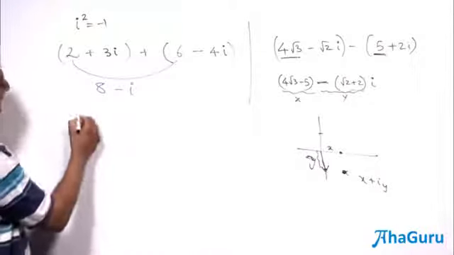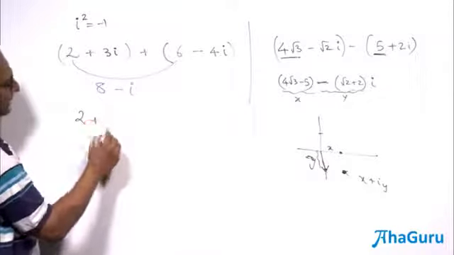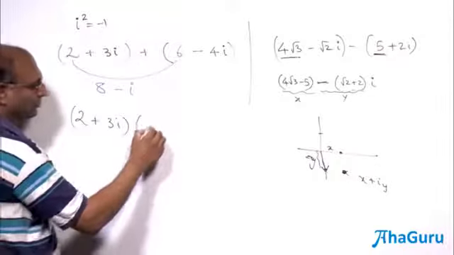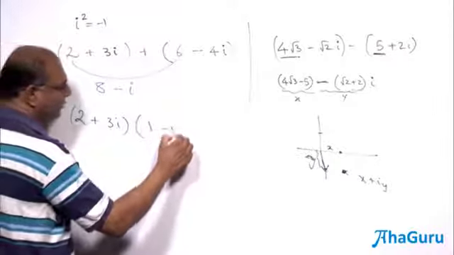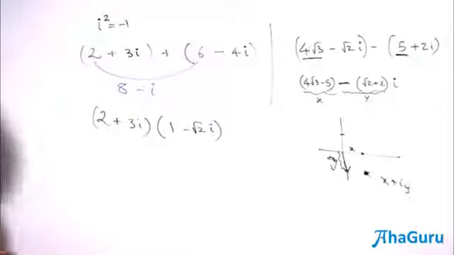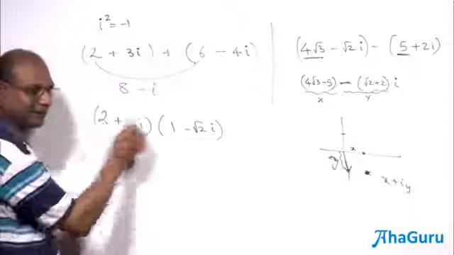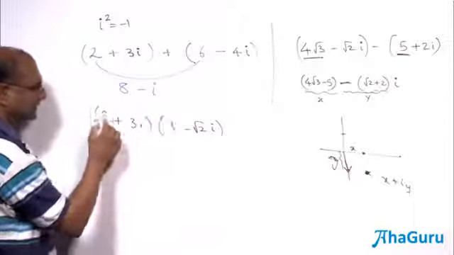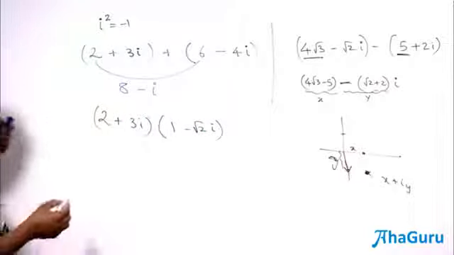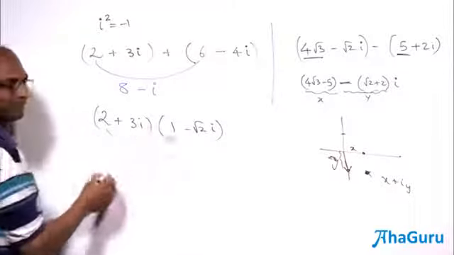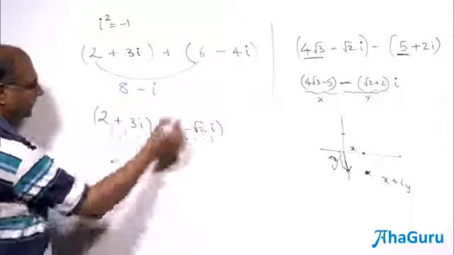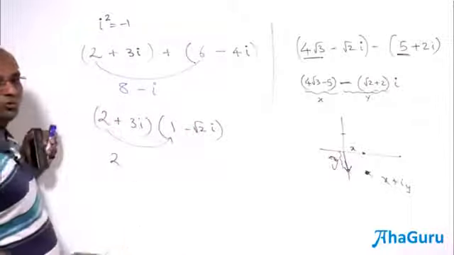When you have multiplication, let us try a multiplication. 2 plus 3i, like we had there. And here what I'm going to do is to write 1 minus root 2i. I want to multiply these two. So you just do it step by step. This into this, this into this, this into this, and this into that. So just write down 4 steps. So that's the first step. What is that? 2. The second step, it's 2 times minus root 2i.